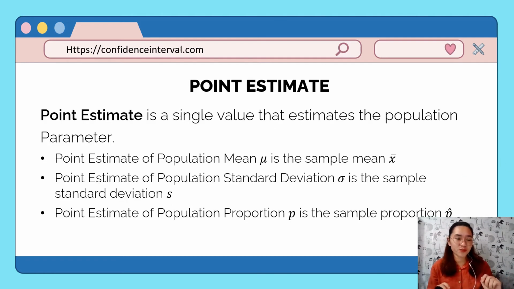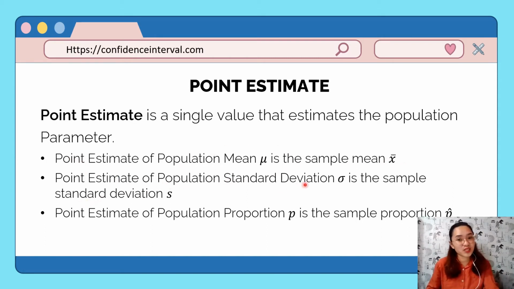Recalling some examples of population parameter, we have the population mean, the population standard deviation, as well as the population variance, and the population proportion. So for any particular random sample, we can always compute for its sample statistics. And that sample statistic is our point estimate. Point estimate is a single value that estimates the population parameter. So the point estimate of the population mean is, of course, the sample mean.